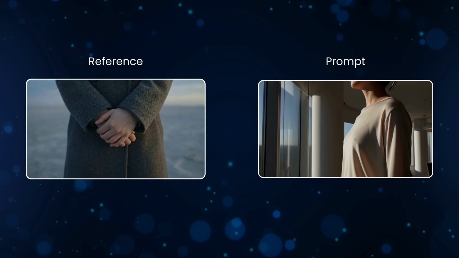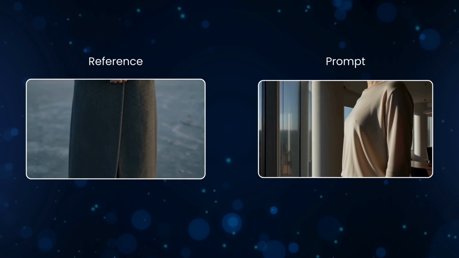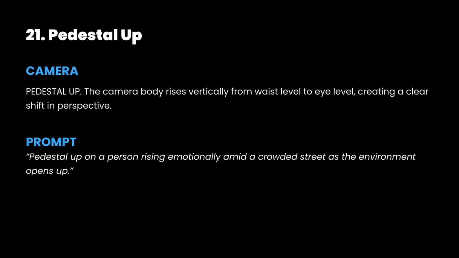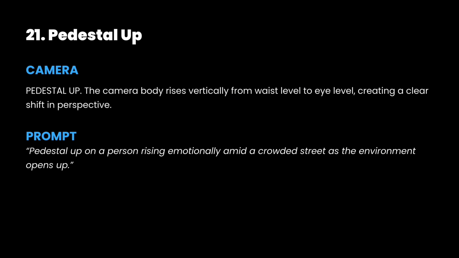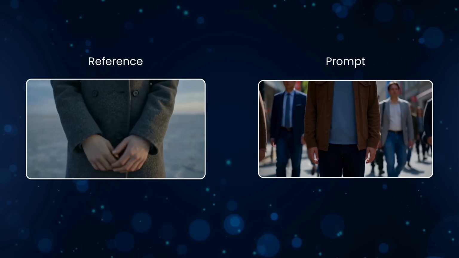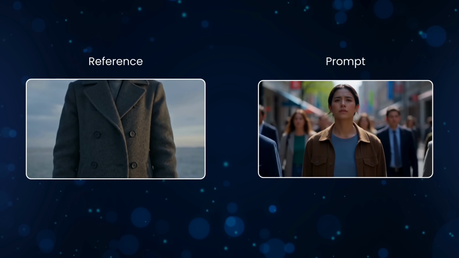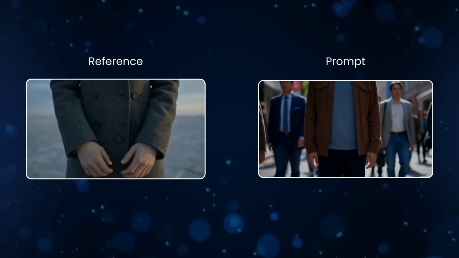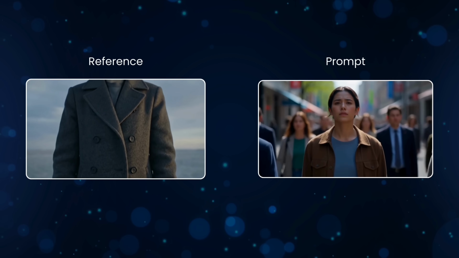subject's dominance in frame. It's effective for grounding emotion and emphasizing release or introspection. Number 21. Pedestal Up. This upward vertical movement elevates the subject's presence, signaling growth, realization, or empowerment. It works because the changing perspective visually reinforces emotional ascent.